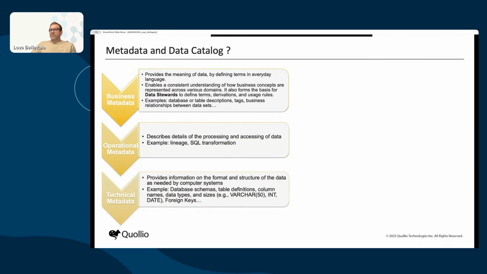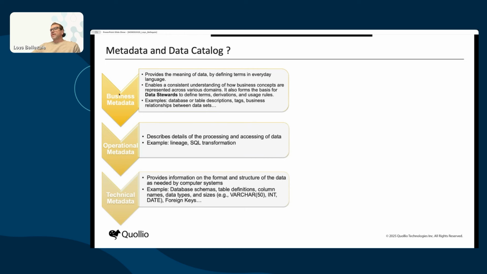Just a brief introduction on what metadata is. I think everybody knows more or less. If we start from the bottom, there is technical metadata, like the names of the tables, the kinds of columns, the size, the data types, and any foreign keys. On top of that, there is operational metadata. For example, if you have SQL transformations, that information is in the logs in the databases, and we extract that as metadata.